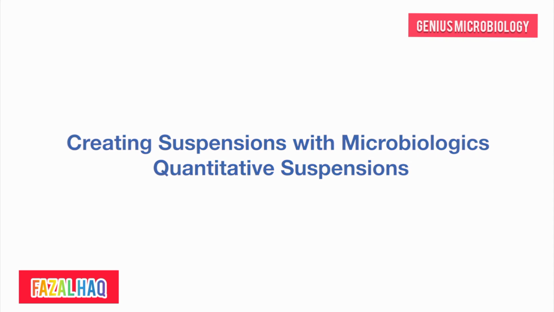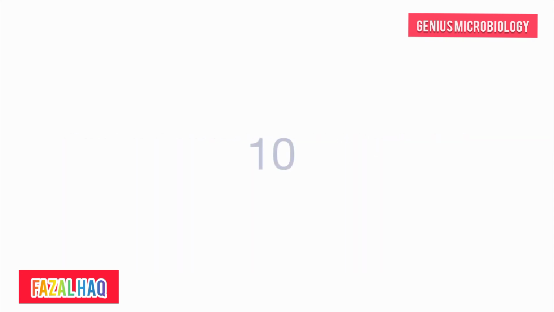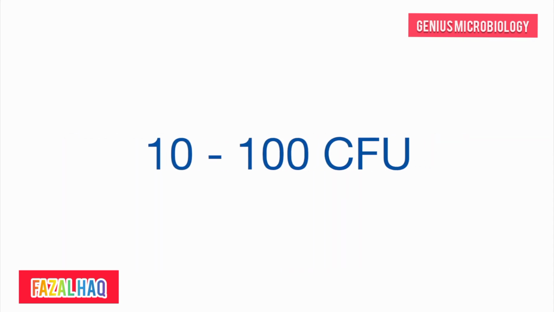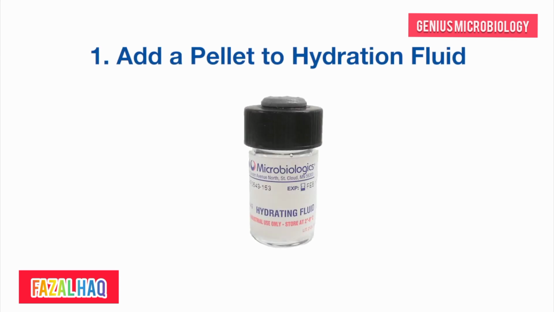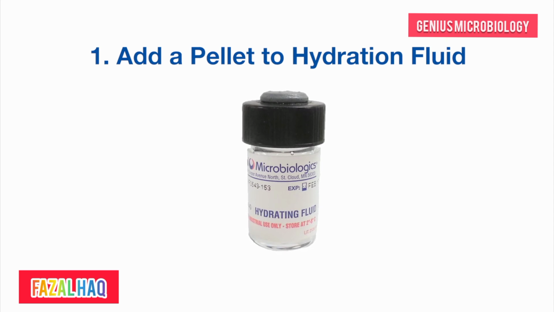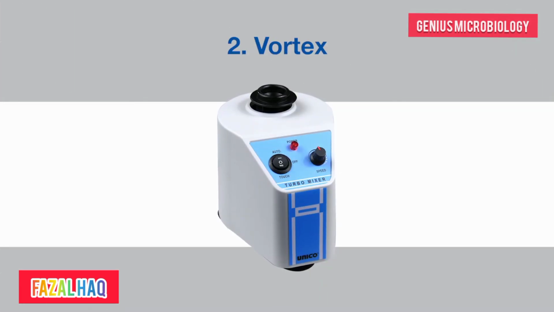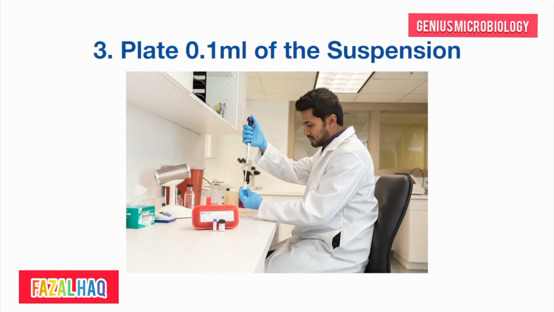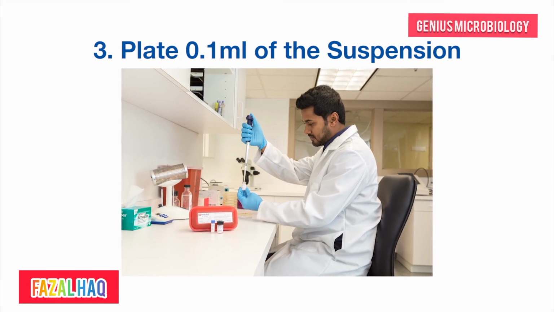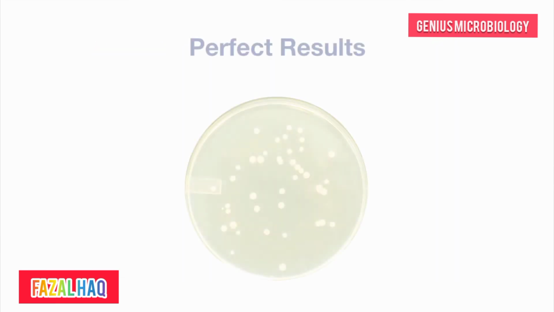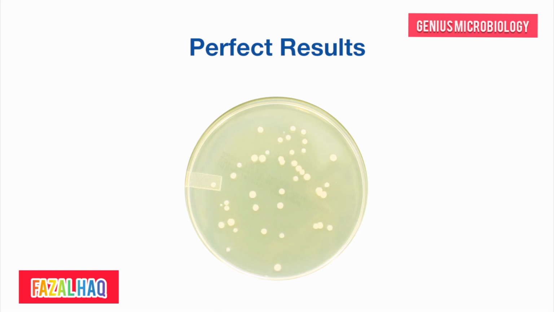Here's an example. Say you want to make a suspension that will deliver 10 to 100 CFU on a tryptic soy agar plate. There are only 3 easy steps. First, add a quantitative microorganism pellet to diluent. Many of our kits come with diluent for rehydration of the lyophilized microorganism. Second, vortex the suspension. Third, plate 0.1 milliliters onto the agar. After incubation, you will see perfect results.